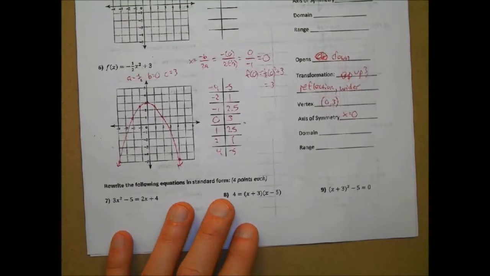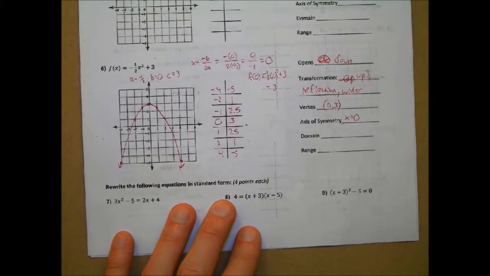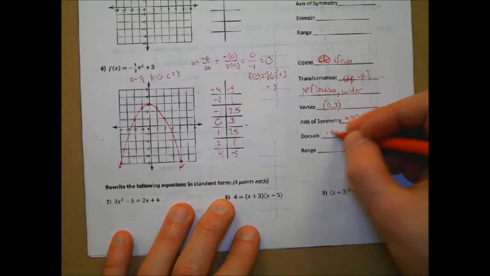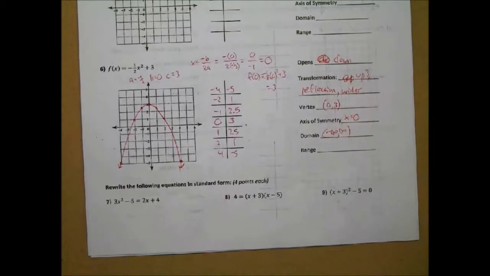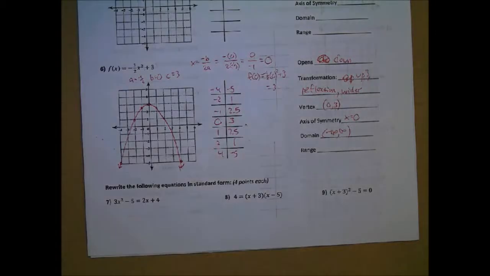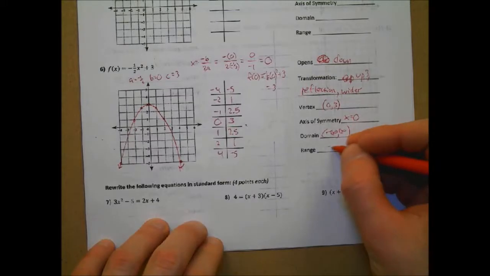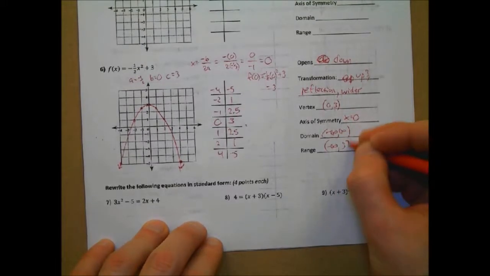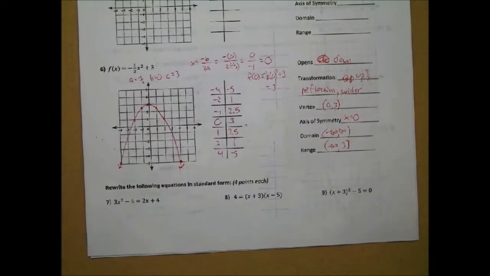Okay, what's the domain here? -infinity to infinity, as usual. What's the range? What's the bottom? Yeah, -infinity. Very good. The bottom is -infinity. And what is the top? 3. So -infinity to 3. Don't forget to include that 3. All right, and there's your answer.